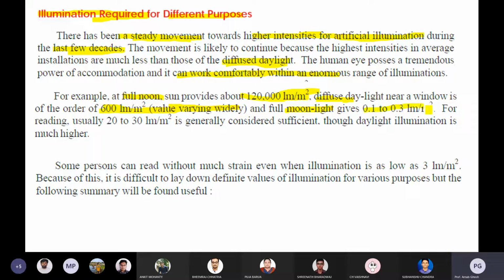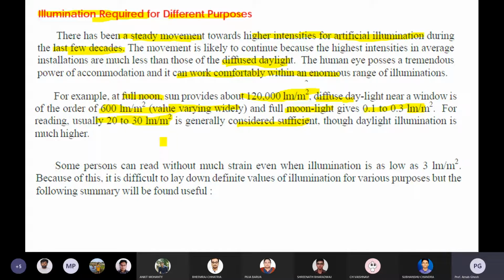But if you are in an OT, it requires 160,000 lumen per meter square. Different single domes and multiple domes are there, so based on that you can understand how much intensity there is. Throughout the daylight, illumination is much higher. Some persons can read when the illumination is as low as 30 lumen per meter square. Because of this, it is difficult to lay down definite values of illumination for the various purposes, but the following summary will be found useful.